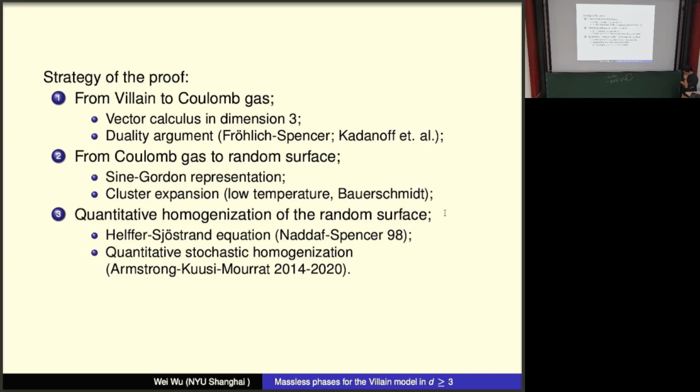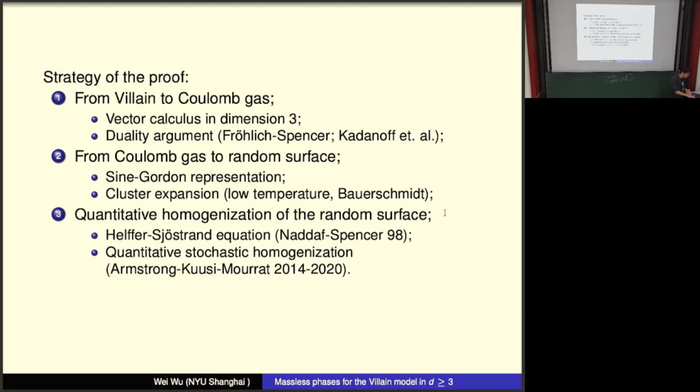So the proof starts with the duality argument, which I'll explain: from the spin model, there's a duality to the Coulomb gas, and then from the Coulomb gas, there is a mapping to the height function, but it's a vector-valued height function. And finally, we borrowed the tools from the so-called Helffer-Sjöstrand representation and from PDE to analyze the scaling behavior of these random height functions.